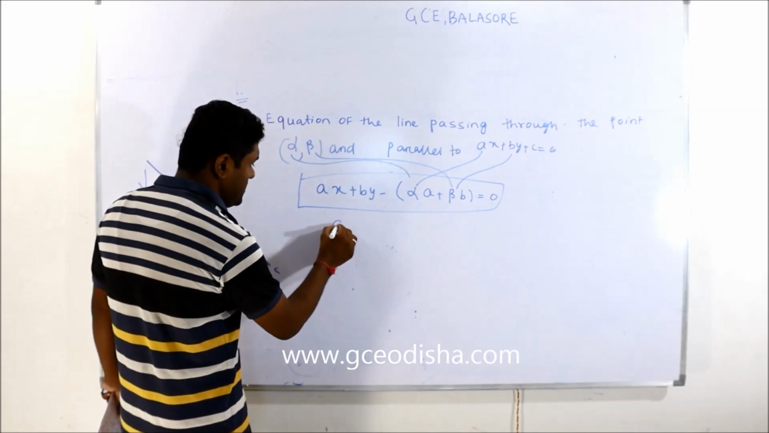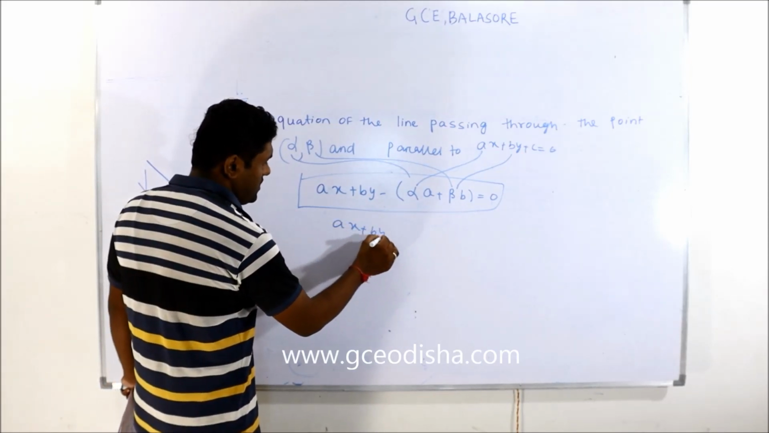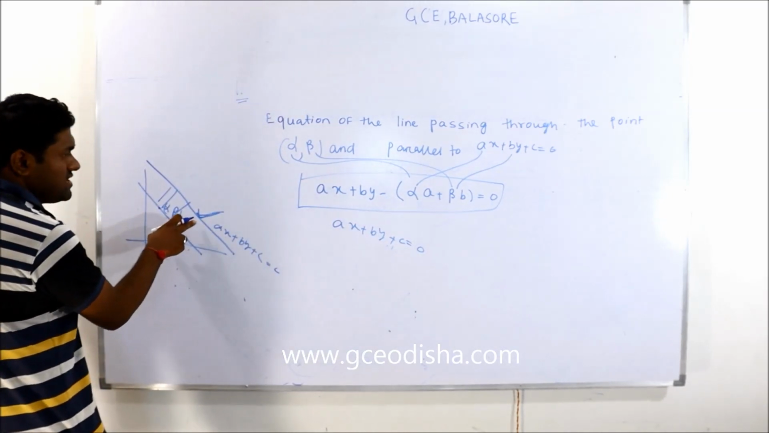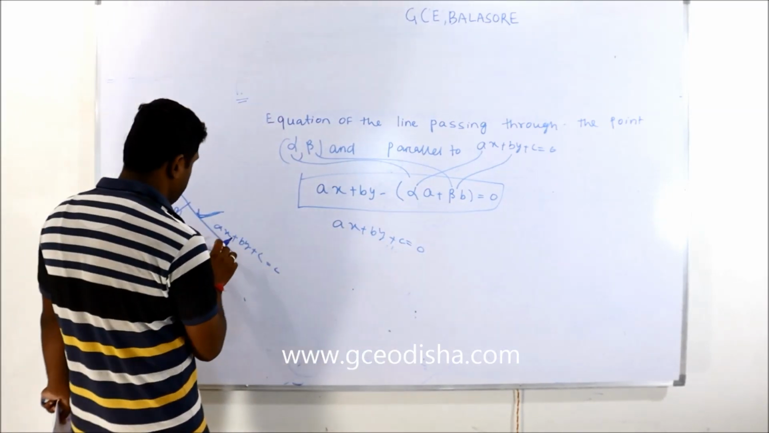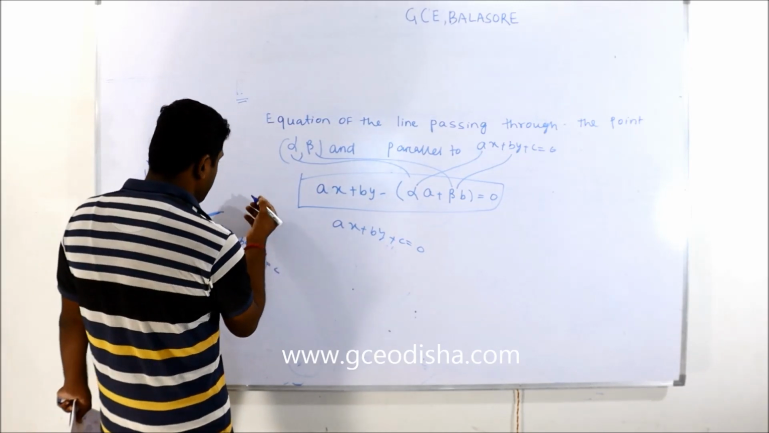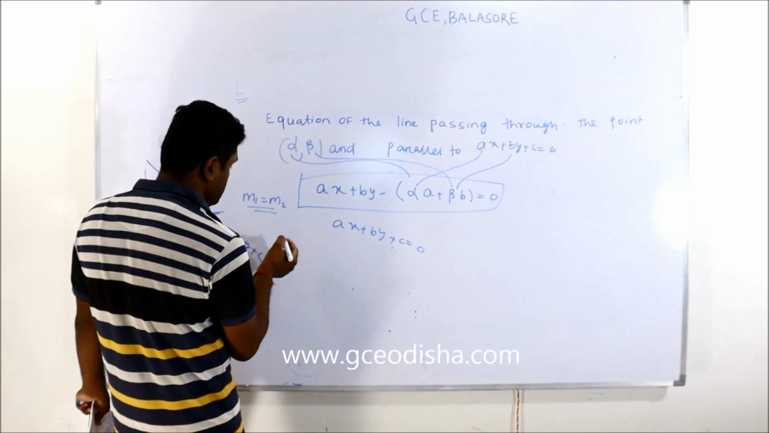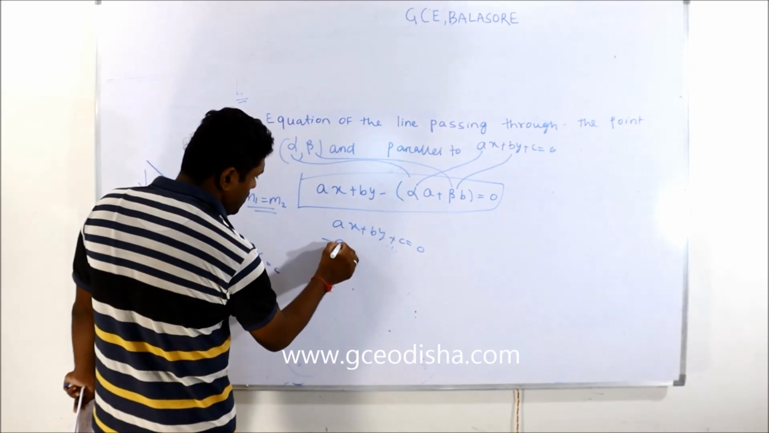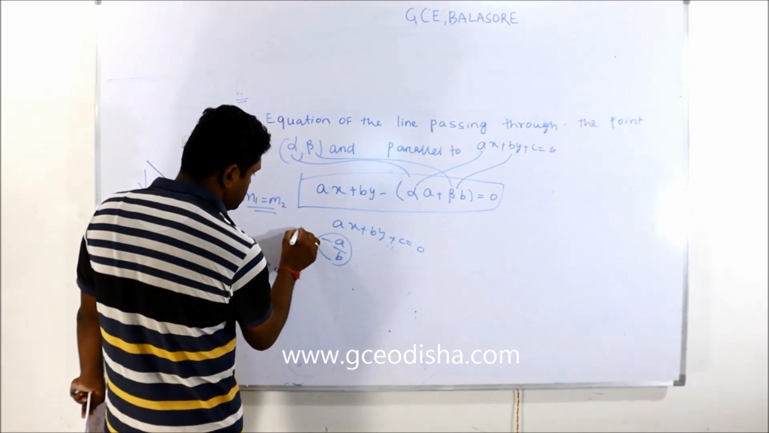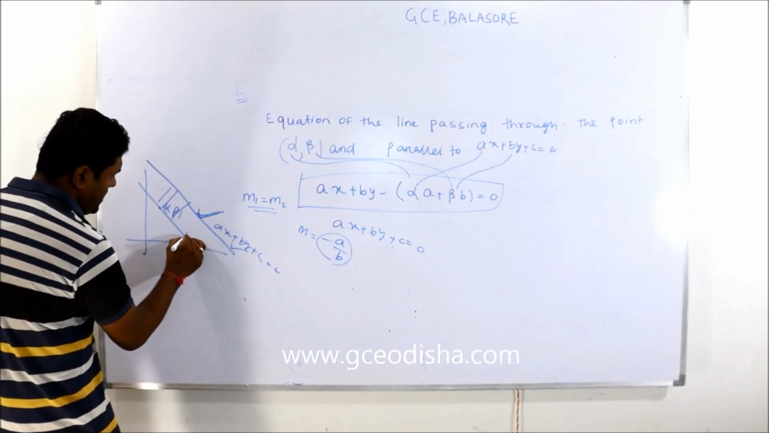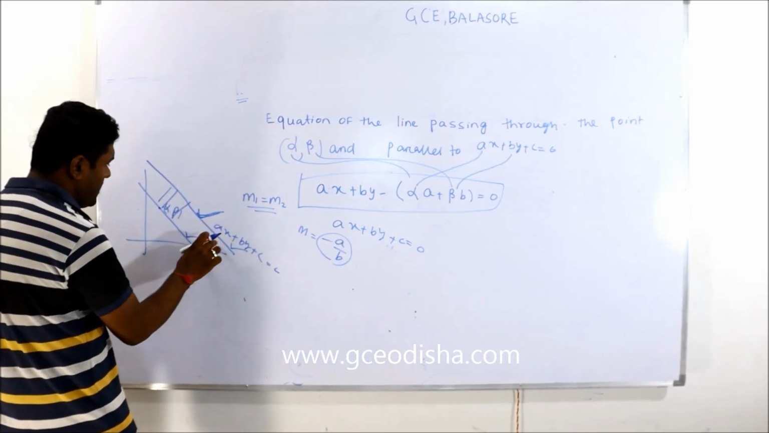Otherwise, there is the first principle calculation. We have the line Ax plus By plus C is equal to 0, and this line and the required line are parallel. Okay. Parallel means the slope remains the same, m1 is equal to m2. What is the slope? This is the slope m. This line's slope and the other line's slope remain the same because they are parallel.